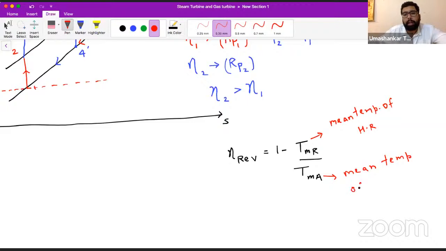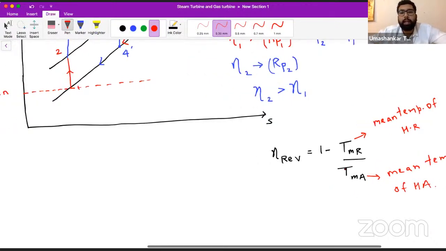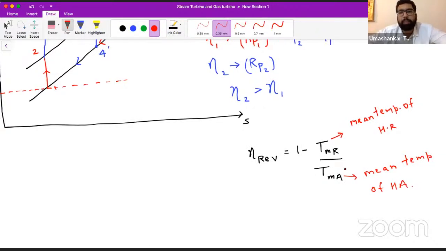So what happens in a Carnot cycle? I hope you all know or have heard about the Carnot cycle. In the Carnot cycle, the temperature of heat rejection is constant because the process is isothermal, and the temperature of heat addition is also constant. The process is isothermal again.